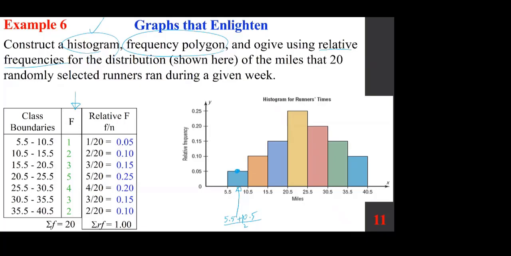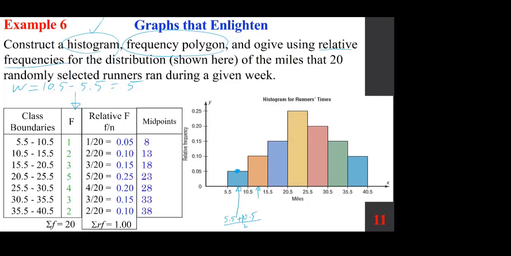The next one, you can calculate or just add 5. The width is 5, so add 5. You don't have to calculate all the midpoints. Just the first one is 8, and for the next one, just add 5. Keep on adding 5. So corresponding to that is this one, and then this one, this one.